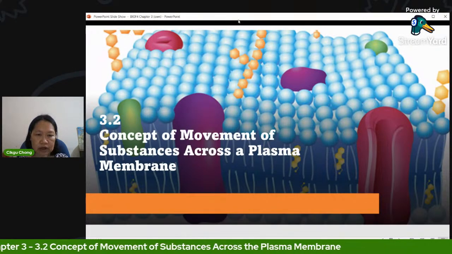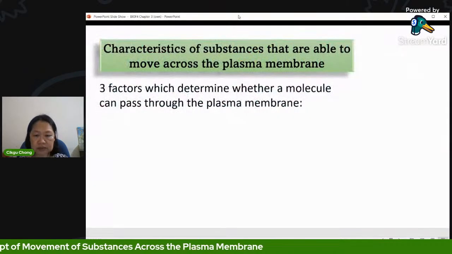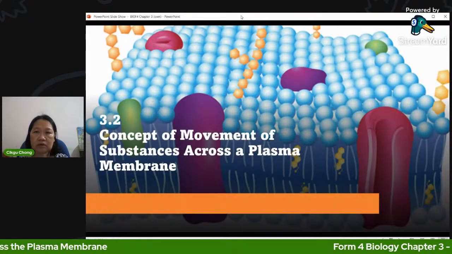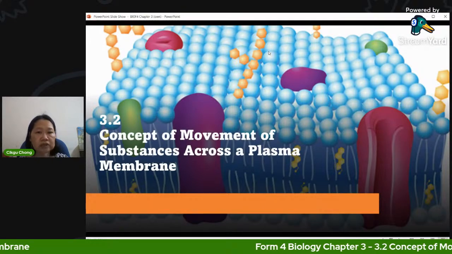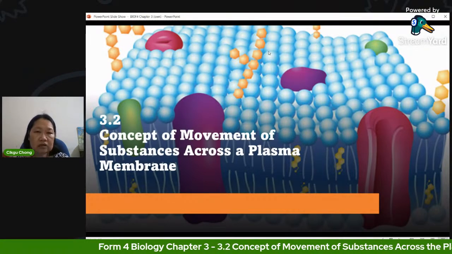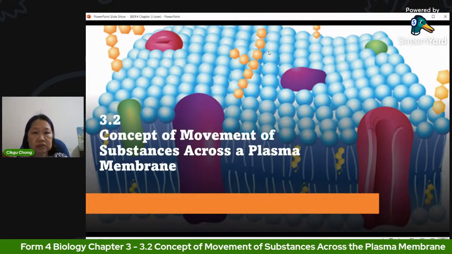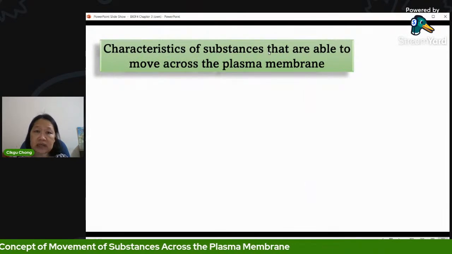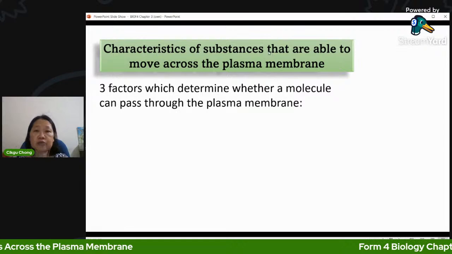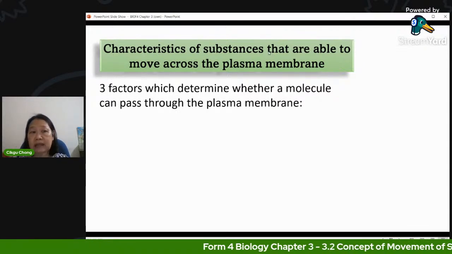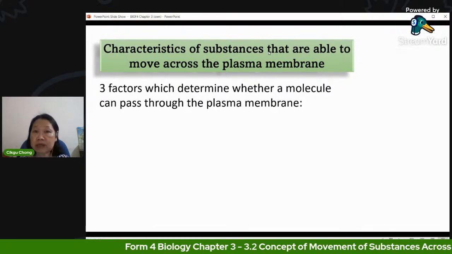Let me start by explaining what are the characteristics that determine whether a molecule can pass through, and through which method, what type of transport will allow the substance to pass through. There are characteristics of substances that are able to move across the plasma membrane, and it is determined by 3 factors.